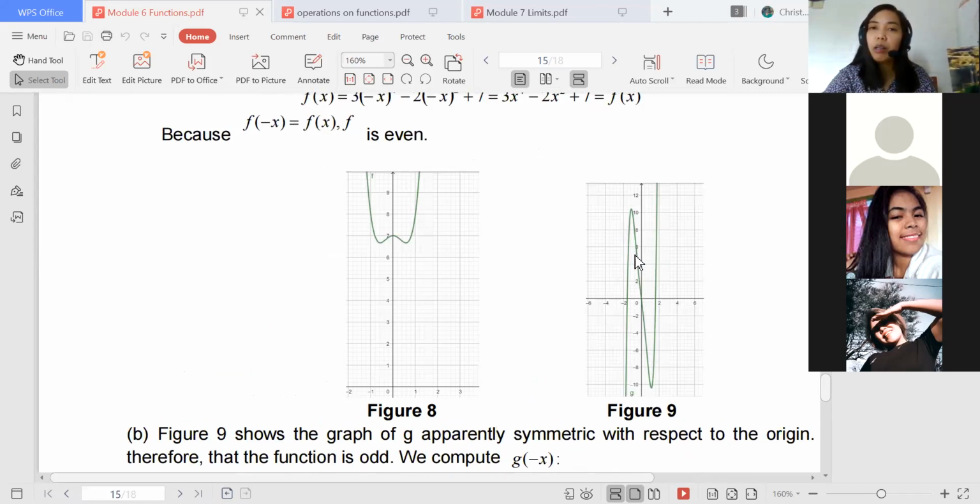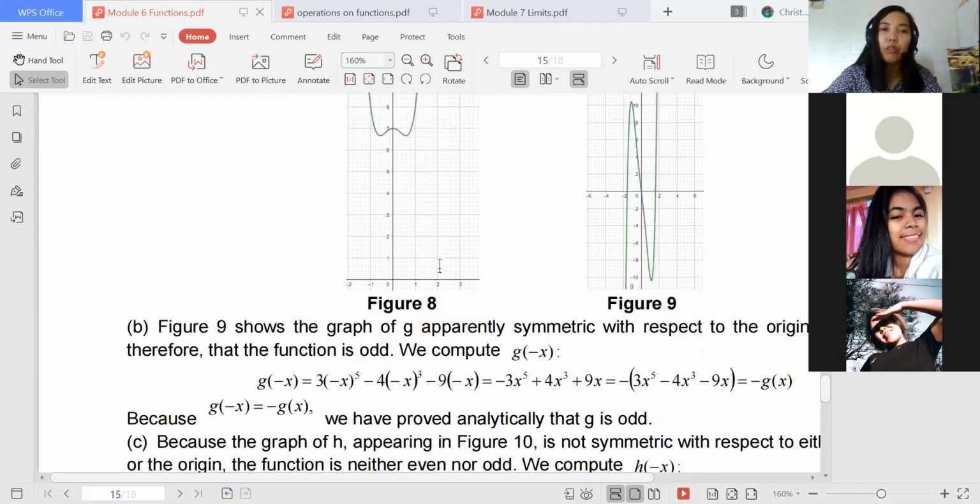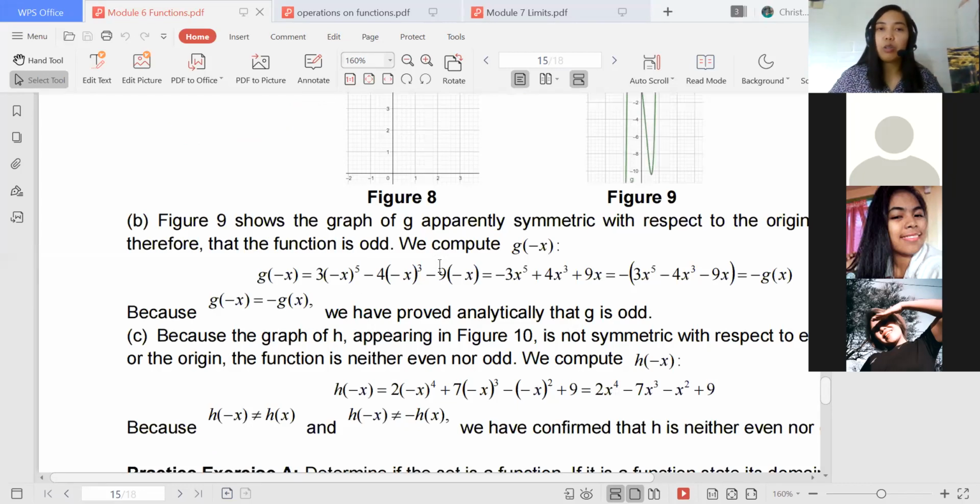Hindi kasi pwedeng pag ganun ang hati eh. Dapat pa-diagonal. So, halimbawa, ito pinyo pag ganun. Ano bang mabubuo na? Right triangle. Ito ay dito. So, dito siya sa origin siya. Ang humahati sa kanila ay origin, hindi pwedeng ang x-axis. Okay? So, do you have questions how we classify functions?